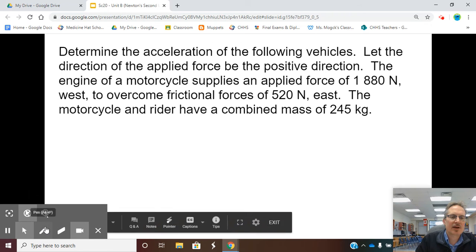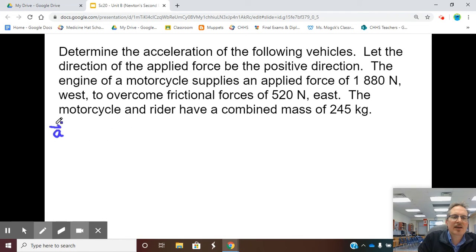Okay, let's try another example. Determine the acceleration of the following vehicles. So we've got acceleration. Let the direction of the applied force be positive. So the engine of a motorcycle supplies an applied force. So it said applied force is going to be positive. So this is going to be force applied.